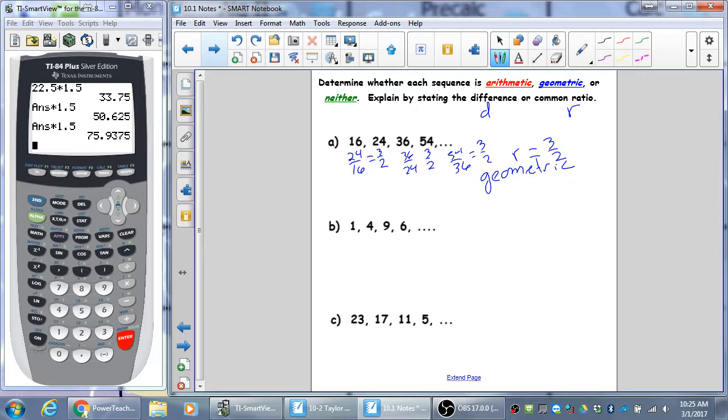Let's see, if I add 3, I get 4. Add 3, I get 7. This is not arithmetic. 4 over 1 is 4. 9 over 4 is not 4. Neither.